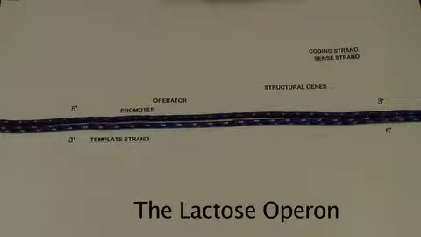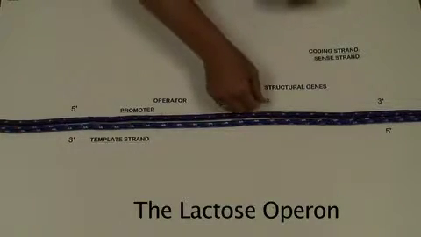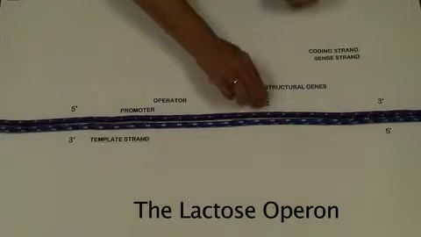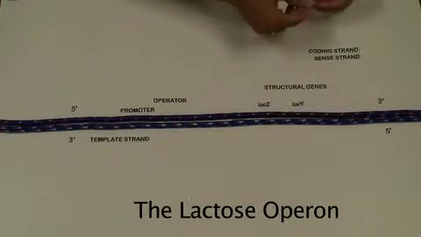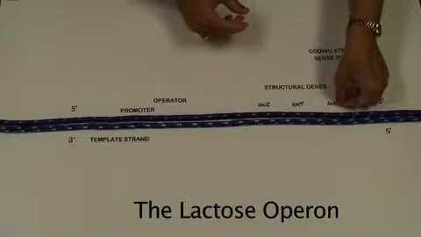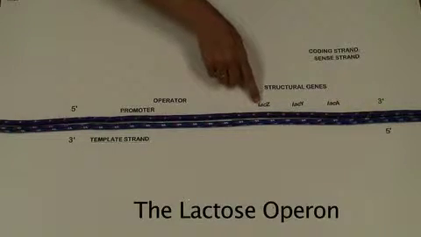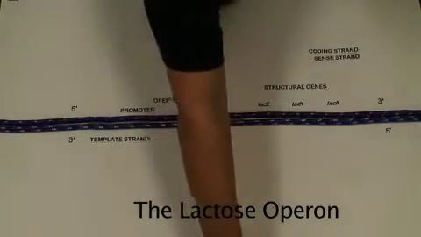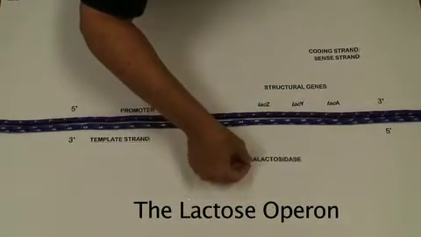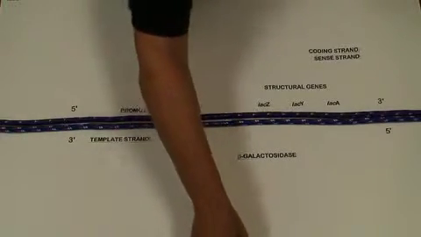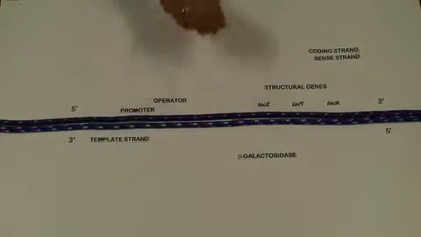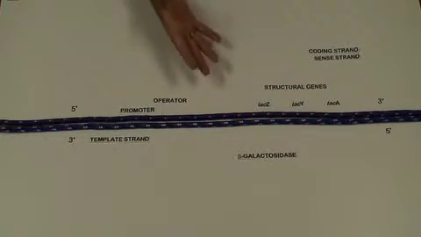In the lactose operon, we have three structural genes: the LAC-Z gene, the LAC-Y gene, and the LAC-A gene. The product of the LAC-Z gene is a protein called beta-galactosidase. Beta-galactosidase is very important because let's take a moment and just remind ourselves, what is the lac operon?